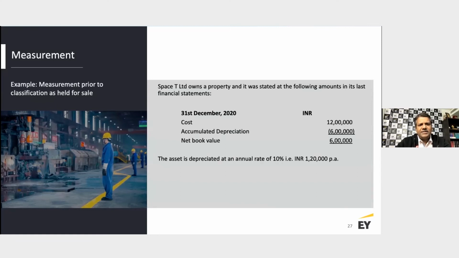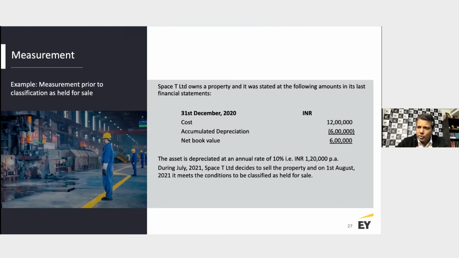The asset is depreciated at an annual rate of 10%, that is INR 1.2 lakhs per annum, right? 10% of 12 lakhs is 1.2 lakhs. Now, we have information as on 31st December. During July of 2021, Space T Limited decides to sell the property, and on 1st of August 2021, it meets the condition to be classified as held for sale.